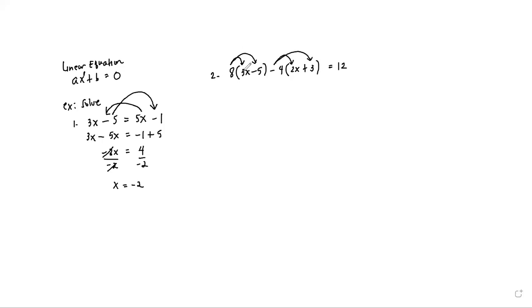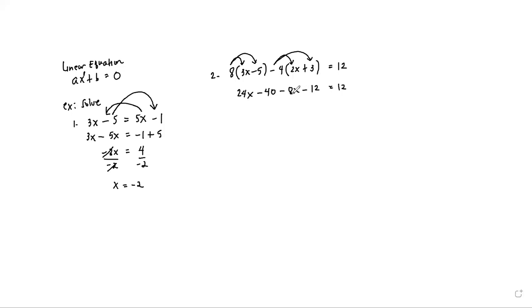So here we get 8 times 3x is 24x, 8 times negative 5 is negative 40, and then negative 4 times 2x is negative 8x. Negative 4 times positive 3 is negative 12. And then we write equals 12 as the right-hand side of the equation. Now, in the left side, we shall combine the like terms.